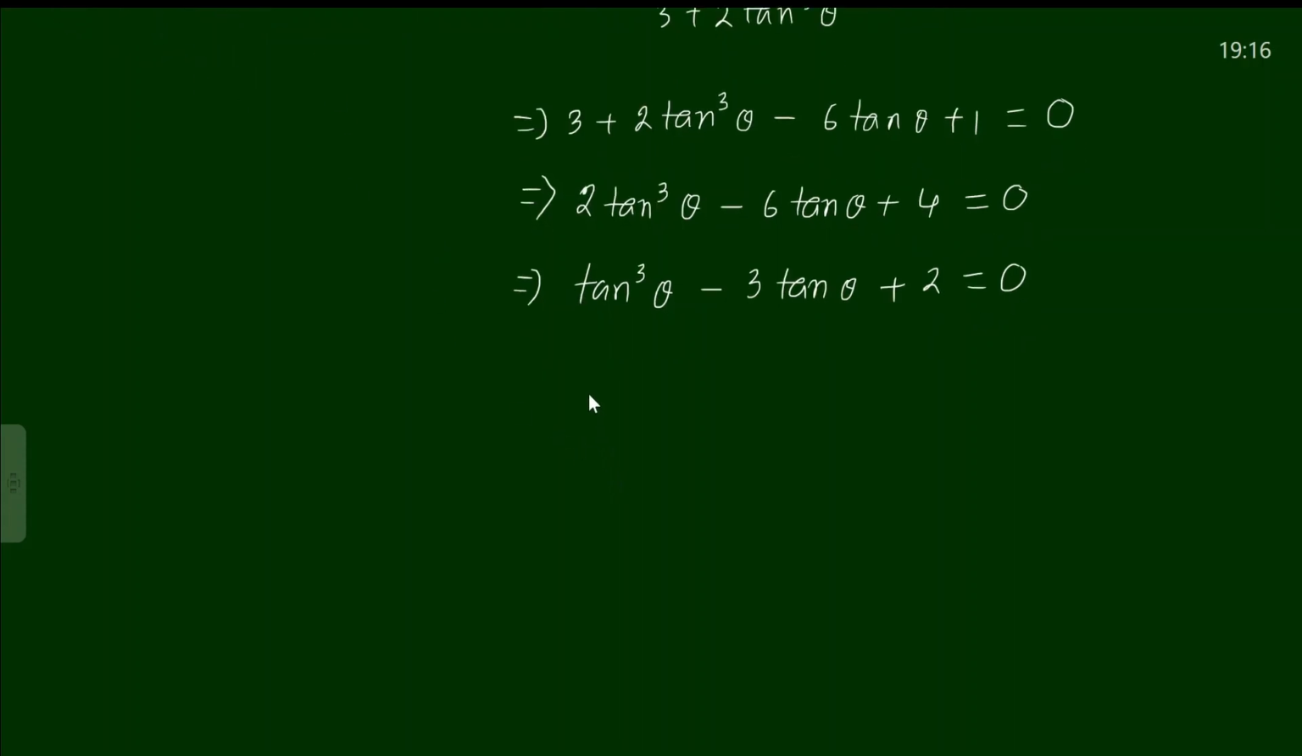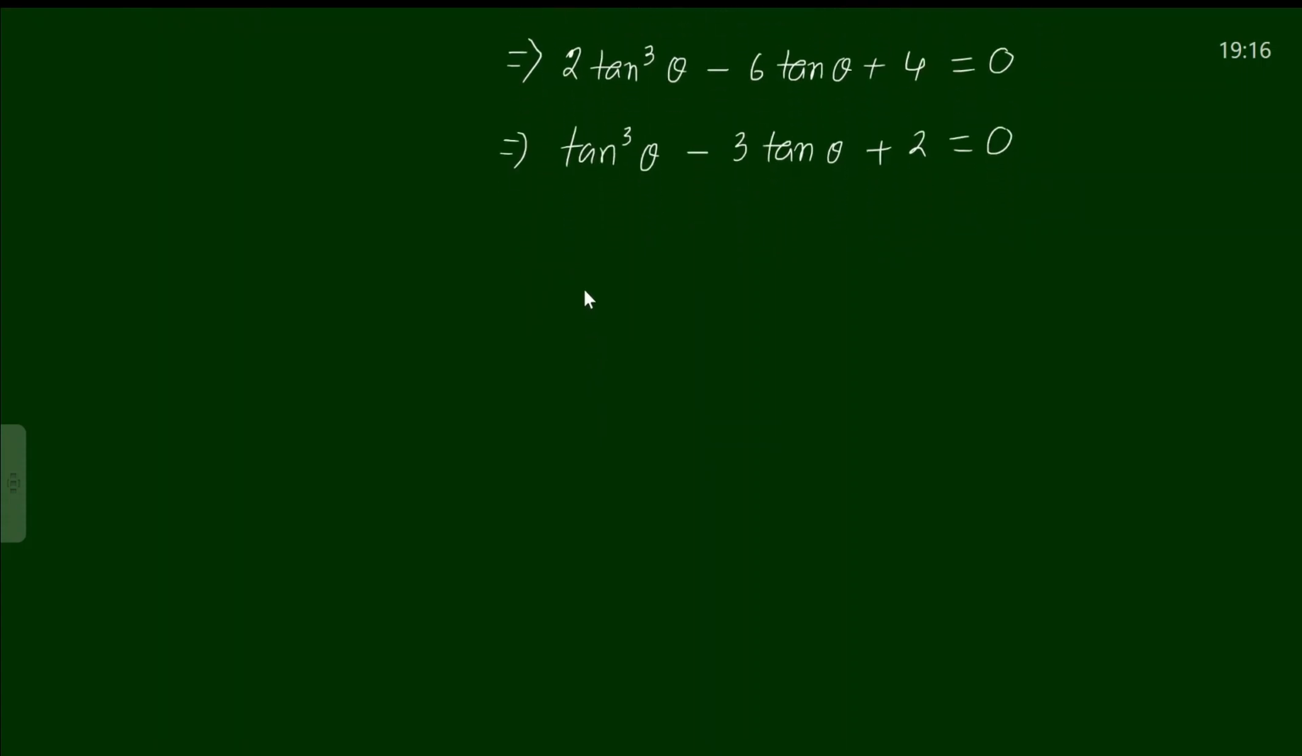And from here you see, if we apply tan theta is equal to 1, then it will imply that this is 1 minus 3 plus 2 is 0. So since tan theta is equal to 1 is satisfying this relation, that means tan theta minus 1 is a factor of this relation.